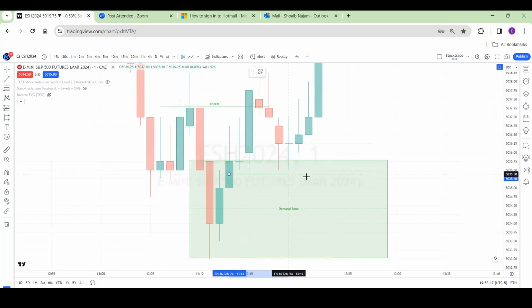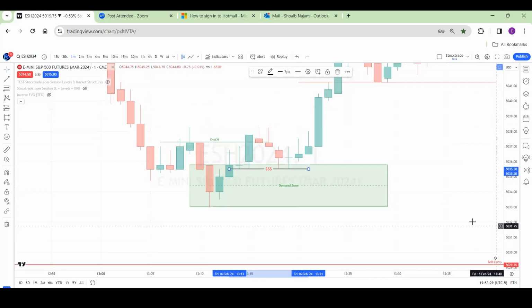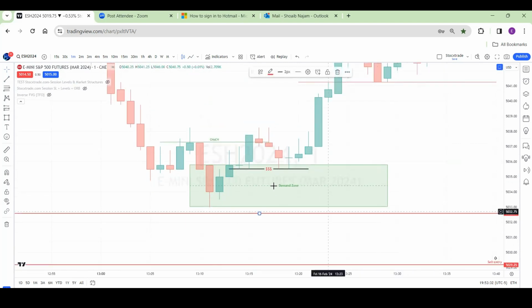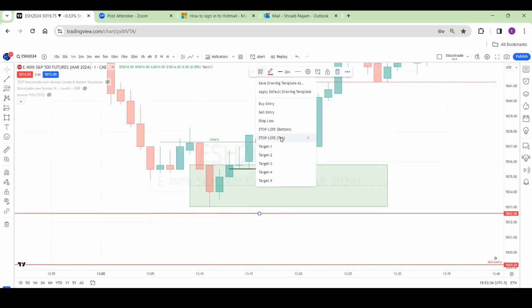If you see four bottoms at the same level, this is your liquidity level. Created four times, tested four times, but didn't break. Where will be your stop loss? Your stop loss will be below this structure.